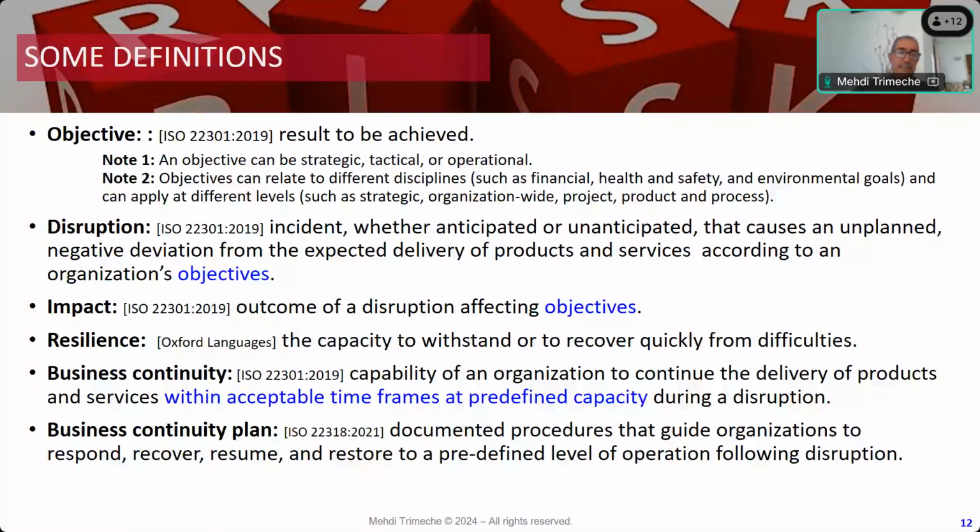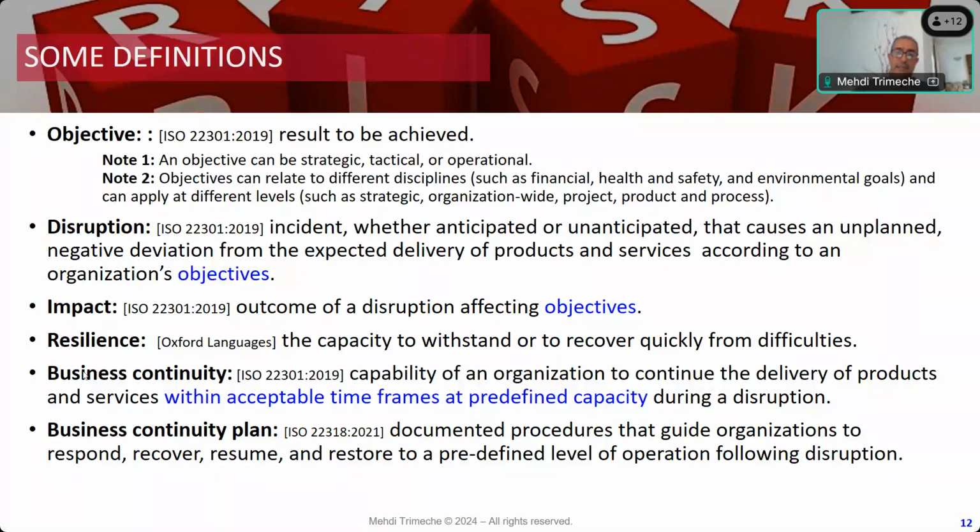Disruption, so it's an incident, whether anticipated or unanticipated, it is called disruption, that causes an unplanned negative deviation from the expected delivery of products and services according to an organization's objective. So here we can see the objectives, which are the main element in the definition of risk. And also when we talk about expected delivery of products and services, it is also defined as an objective for the enterprise.